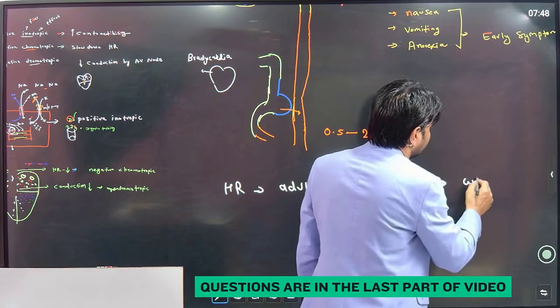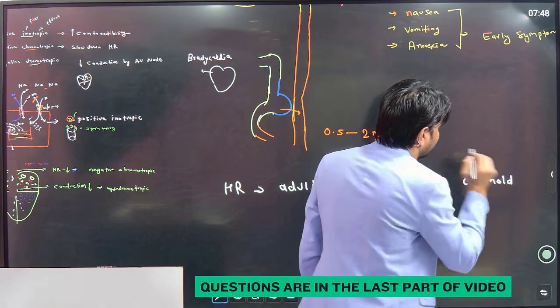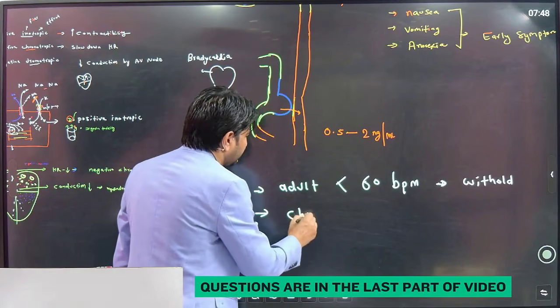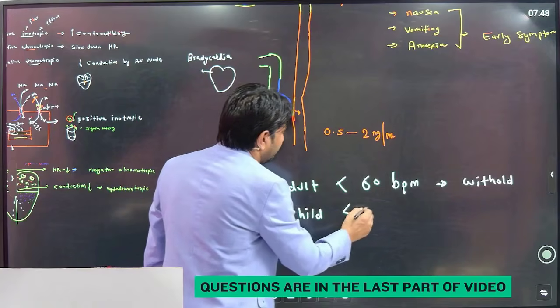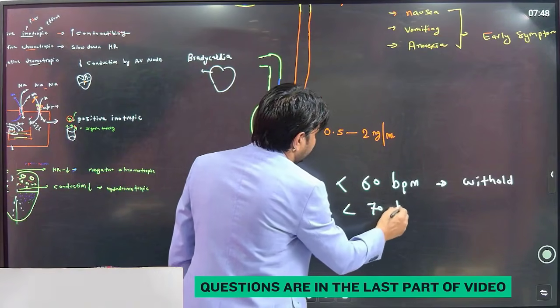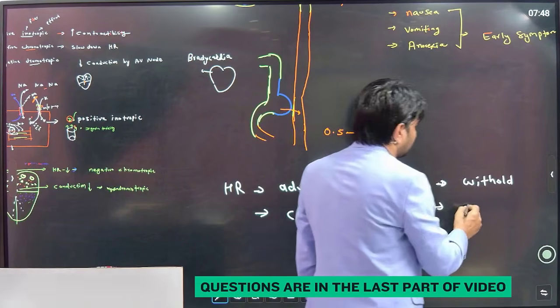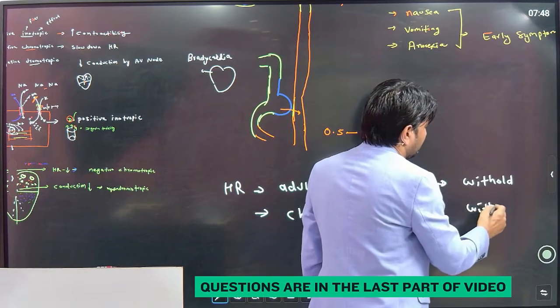Now, if the patient we are talking about happens to be a child, if the heart rate in a child is measured and found to be less than 70 beats per minute, we will also withhold the medication, just to be on the safe side. This is because giving it when the heart rate is already that low could make it drop even further, which is something we definitely want to avoid for the child's safety.